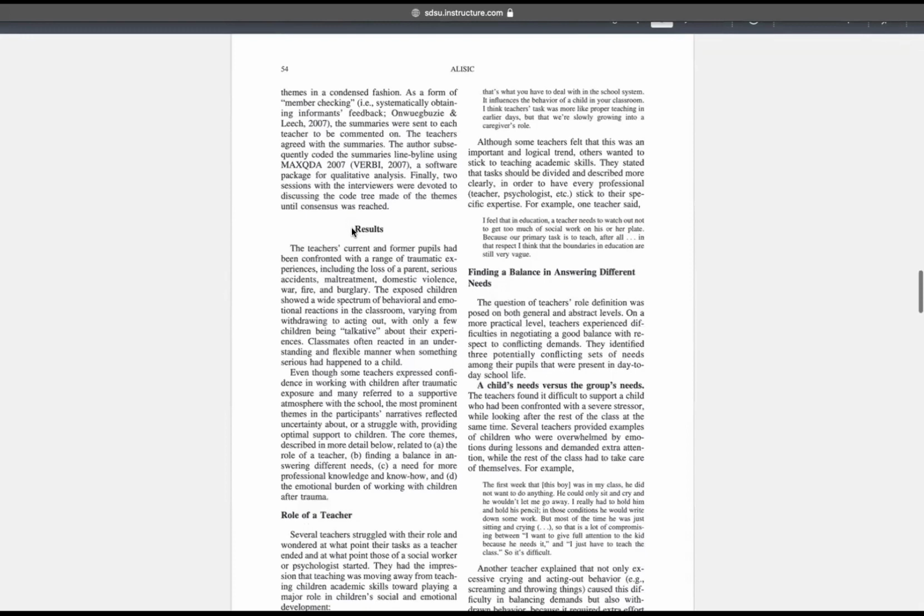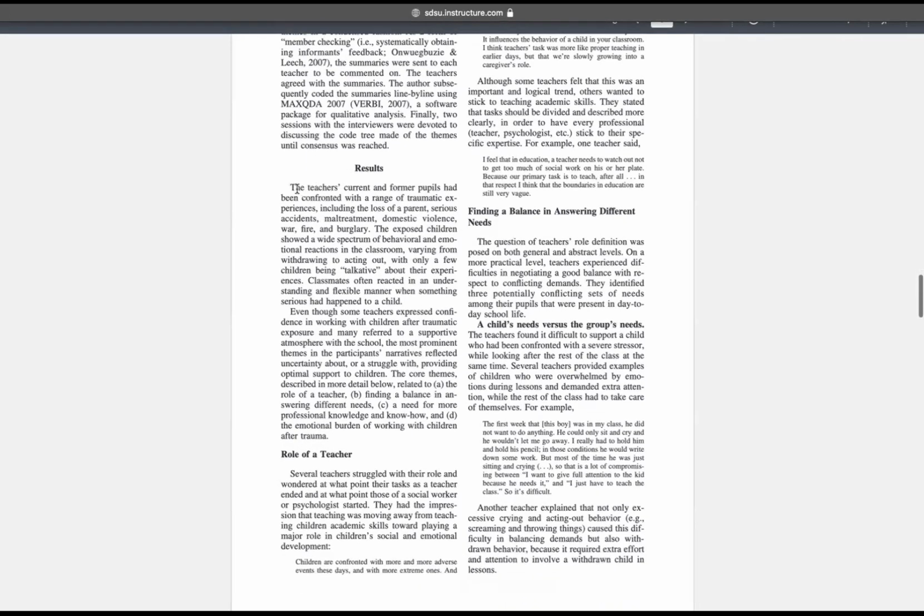Okay, and then they have the results. Now, I will say in qualitative research, I typically prefer to say findings instead of results. Results is more of a quantitative approach, which we will also be doing, right? Because we are doing both in this class. But for the results section, this is basically, what were the outcomes?